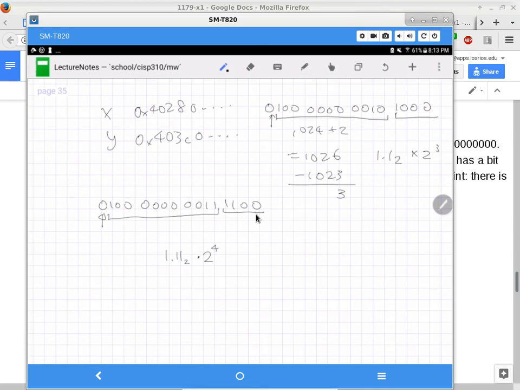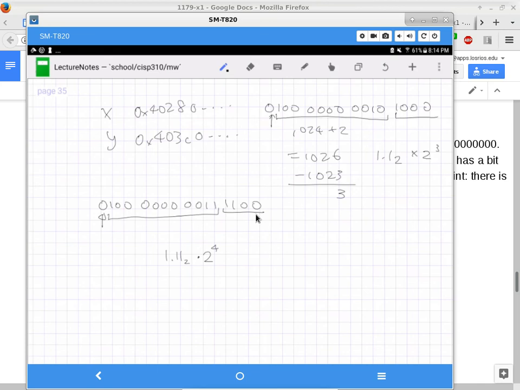So that's why I'm appending the 1100 to the implied 1 point. The 1 point is always implied, it's never represented in the bit pattern. So the 110 is appended here, but I don't even bother to write the 00, because those are all trailing zeros to the right hand side of the binary point, so they're not going to be useful at all.